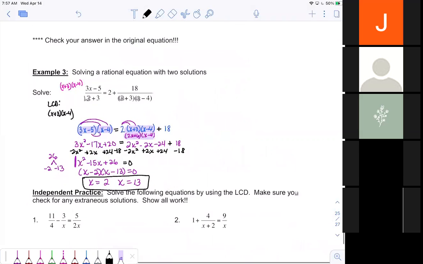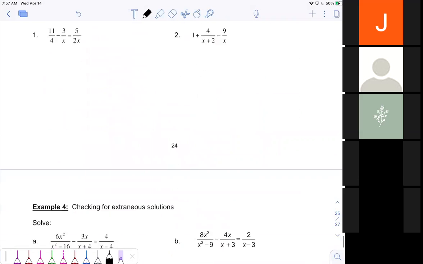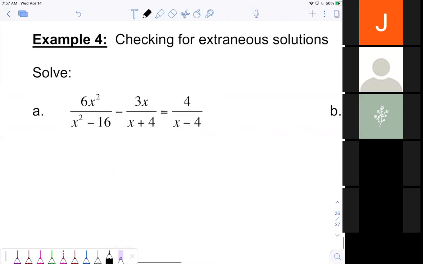So we are going to actually skip the independent practice. We're going to do those 2 at the start of class tomorrow. But I want to look at example 4A, and we're going to end the class with this last problem here.